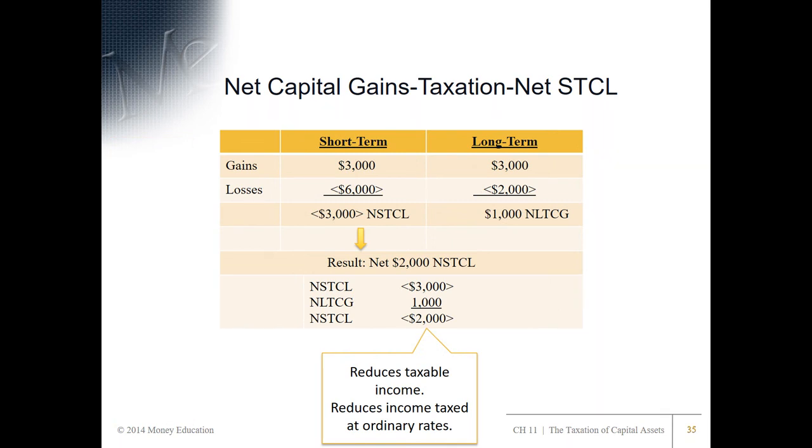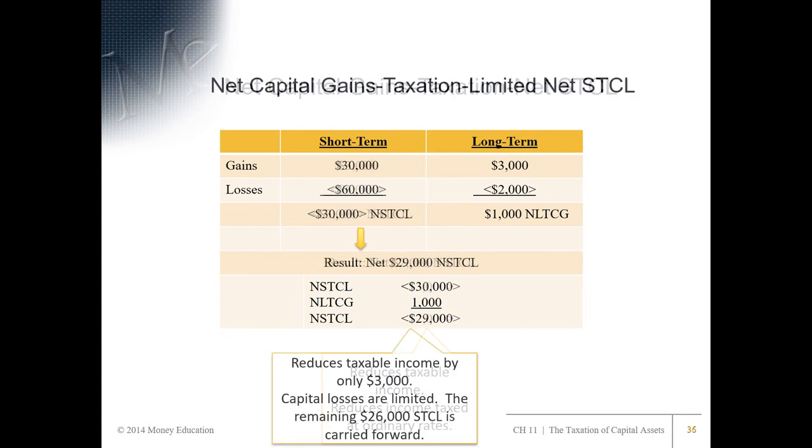Okay, here we have $3,000 net short-term capital loss and $1,000 long-term capital gain. So they're different signs. We're going to net them together. Which one is bigger? The net short-term capital loss is bigger. And so we're going to end up with a net short-term capital loss of $2,000 after the netting process. So this reduces taxable income, and it reduces income that's taxed at ordinary rates because it's a short-term loss.